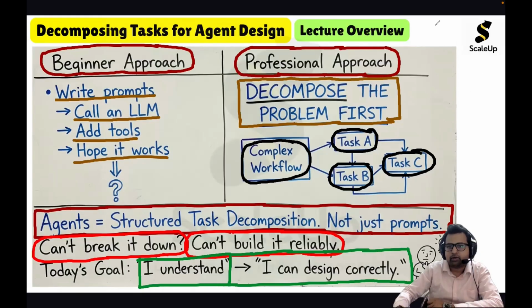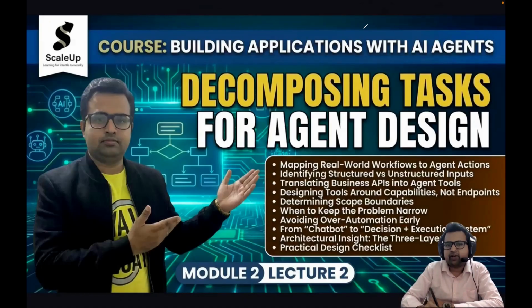So that is what this lecture is about. If we look at the topics that we will cover in this lecture, we'll talk about mapping real world workflows to agent actions, identifying structured versus unstructured inputs, translating business APIs into agent tools, designing tools around capabilities, not endpoints, determining scope boundaries, when to keep the problem narrow, avoiding over automation early, from chatbot to decision plus execution system, architectural insight, the three-layer pattern.